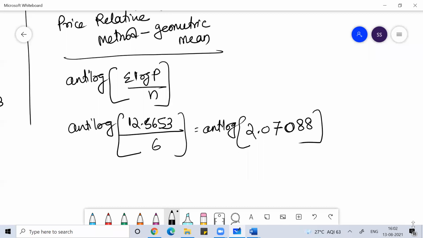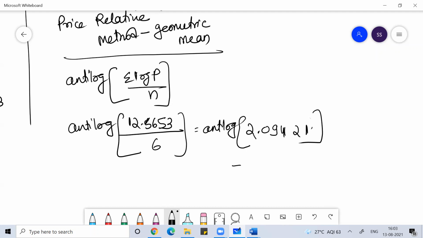Clear, anyone? Any doubt? Divide this 12.5653 by 6. Let me just check with the calculator. If I divide 12.5653 by 6, I get 2.09421, something like that. Okay, everyone.